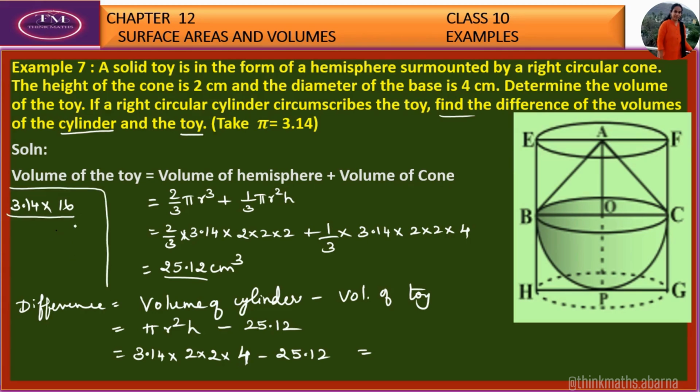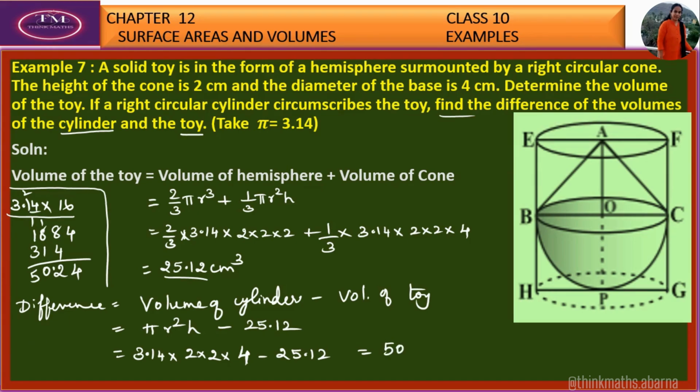Multiplying with 16, 6 4s are 24. Balance 2, 1 6 are 6, 6 plus 2 is 8. 6 3s are 18. Multiplying with 1, we will get the same value. So adding, 4, 8 plus 4 is 12. Balance 1, 1 plus 8 is 9, 9 plus 1 is 10. Balance 1, 1 plus 2, 1 plus 1 is 2, 2 plus 3 is 5. How many decimals? 2. So it is 50.24.